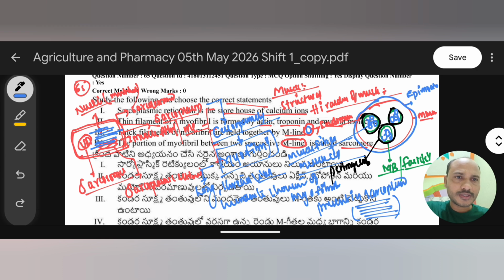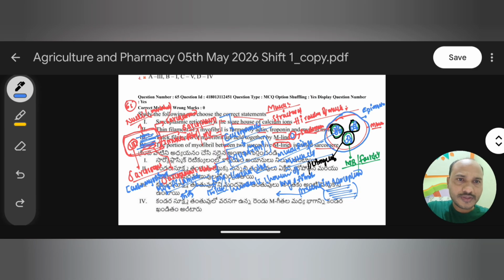And a very important thing here: think of a single myofibril. Each myofibril is made up of filaments, and those filaments are called myofilaments. Generally, there are two types of filaments present. One is the thin filament, another is the thick filament. Remember, thin and thick filament.